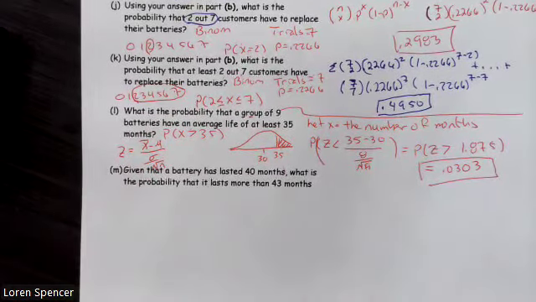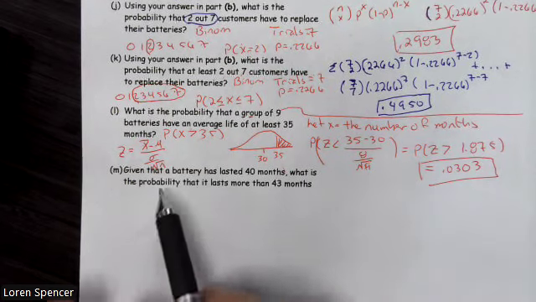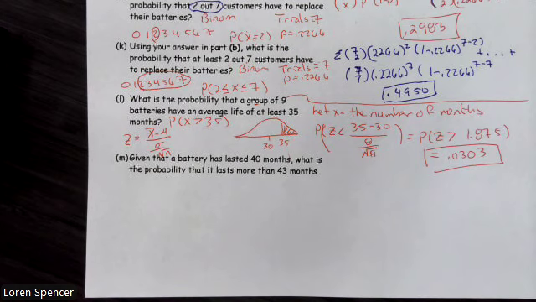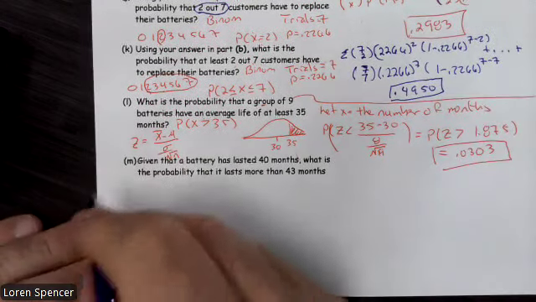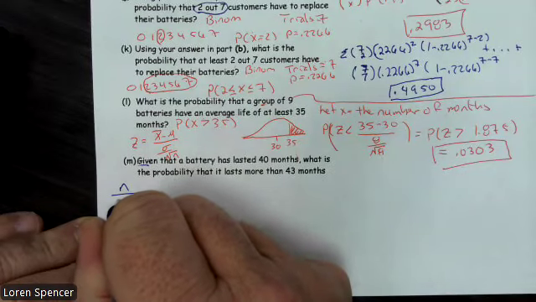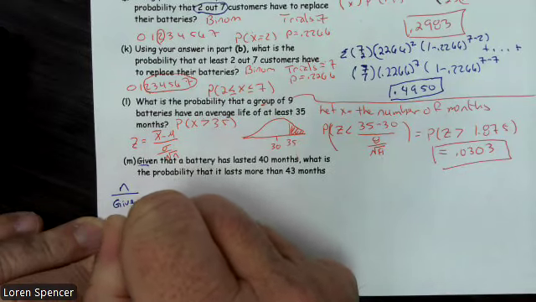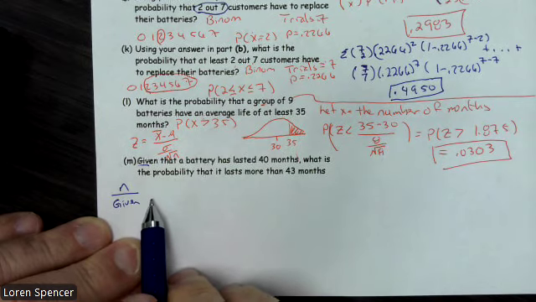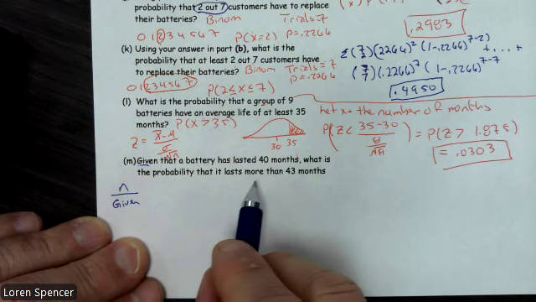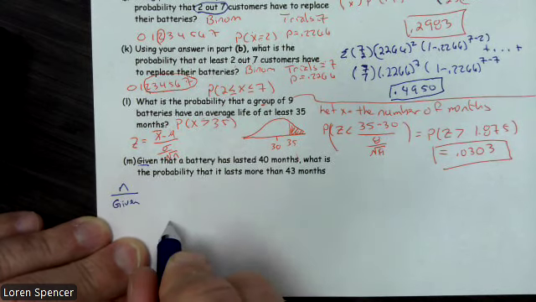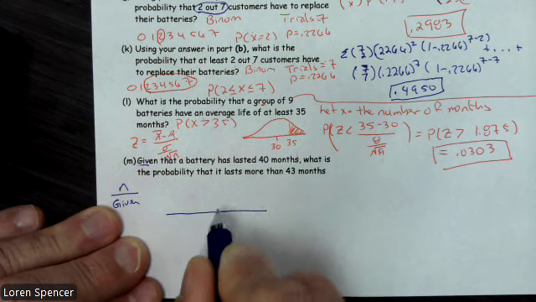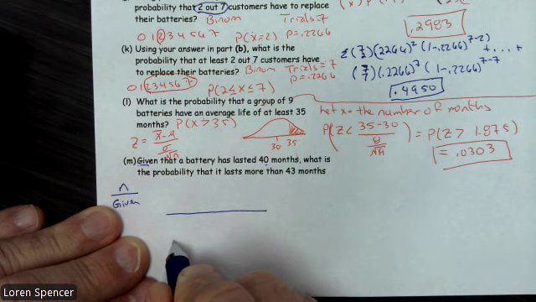Next one, given the battery has lasted 40 months. Oh, by the way, we're looking at a single battery. Given that it's lasted 40 months, what's the probability that it lasts more than 43 months? All right, so here's the bad news. It says given. This tells me I'm looking for an intersection over given, which means I'm going to have to do two probability statements. So I'm going to draw my graphs for this. The given is it lasted over 40, so my graph for the 40 is going to be in my denominator.